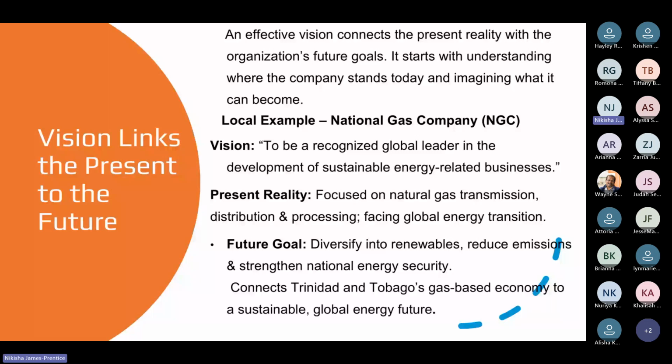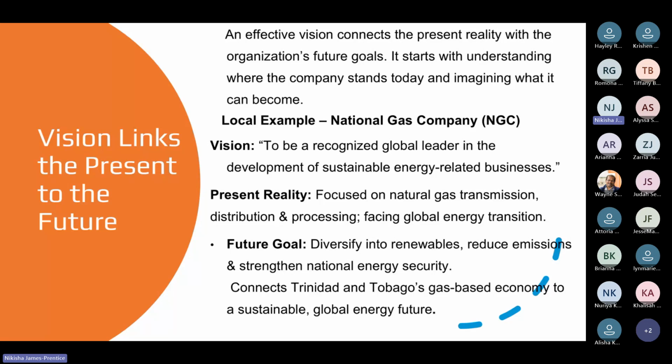A good local example of an effective vision that connects present reality with future goals can be seen in the National Gas Company. The National Gas Company's vision is to be a recognized global leader in the development of sustainable energy-related businesses. This vision bridges the company's current reality as a long-established organization in the natural gas sector with its future aspirations to be a global leader and to promote sustainability in energy-related businesses.